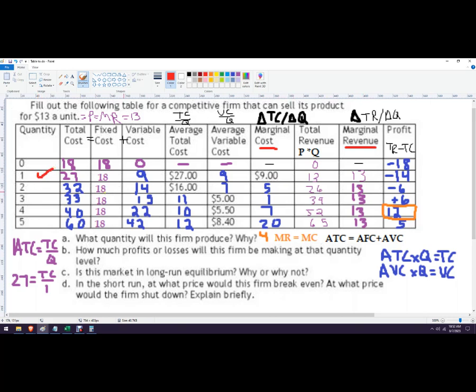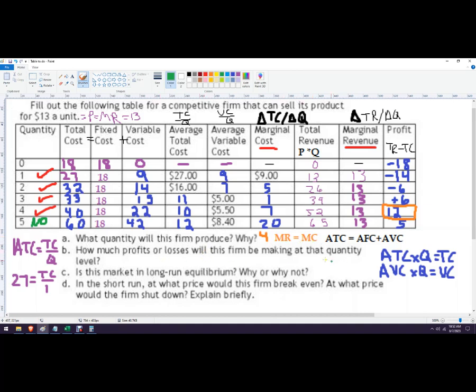13, marginal cost is 5. We're going to produce that one. 13, marginal cost is 1. We're going to produce that one. We're going to produce every time that marginal revenue is higher than marginal cost because then we're adding profit. 13, 7. And then this last one, 13 and 20, so this is no. Don't want to produce that last one. So you could also say 4 because it's the last unit before marginal cost exceeds marginal revenue.